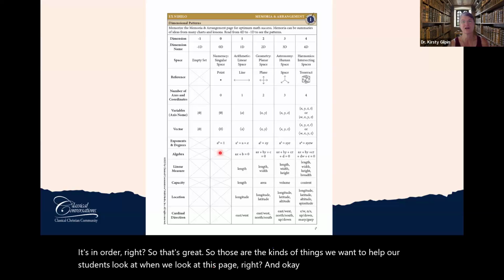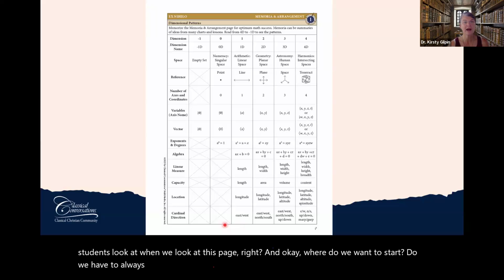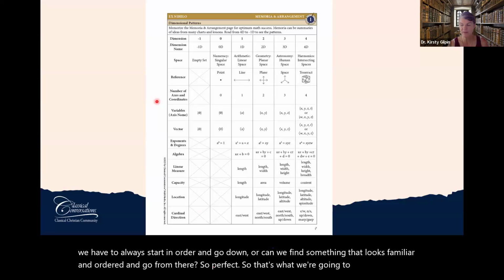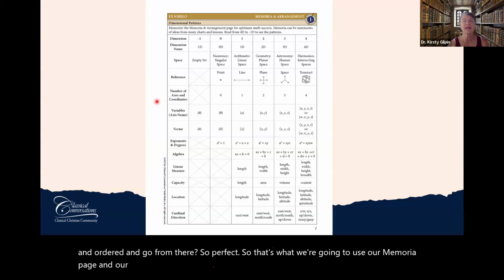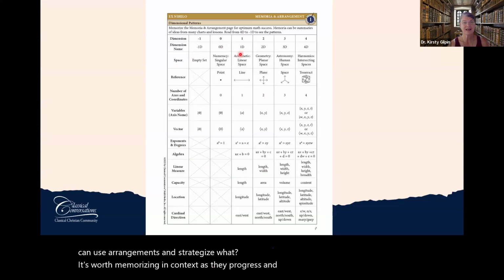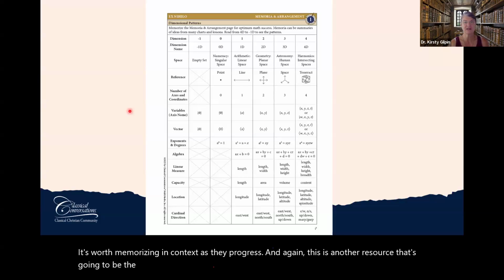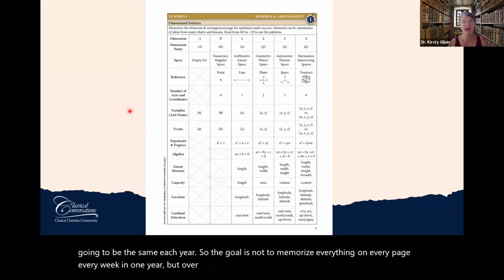Where do we want to start? Do we have to always start in order and go down? Or can we find something that looks familiar and ordered and go from there? Perfect. So that's what we're going to use our Memoria page and our arrangement page for each week, to help our students strategize how they can use arrangements and what is worth memorizing in context as they progress. Again, this is another resource that's going to be the same each year. The goal is not to memorize everything on every page every week in one year, but over the course of time, this is the Memoria that we're trying to build with our students.